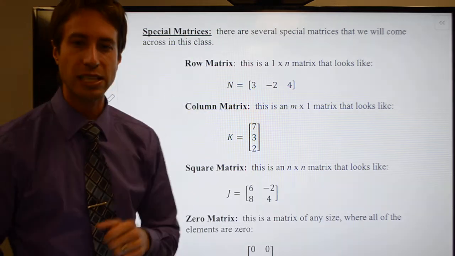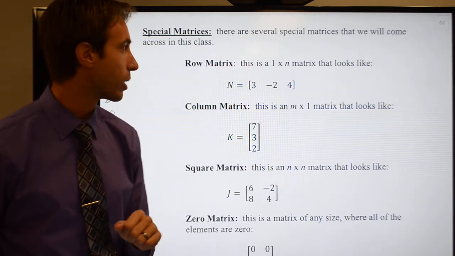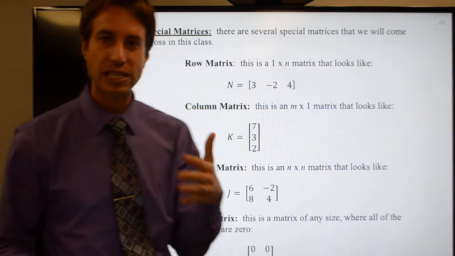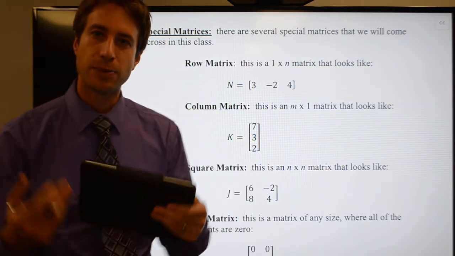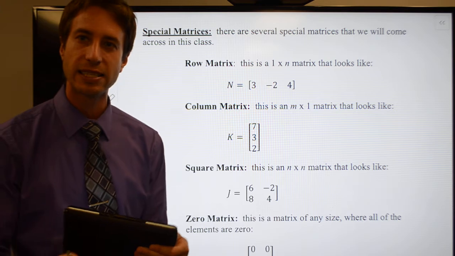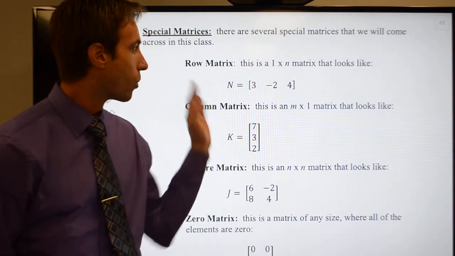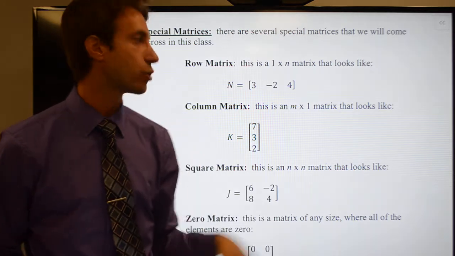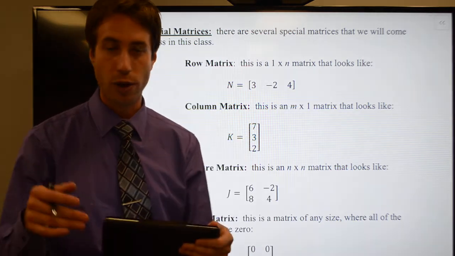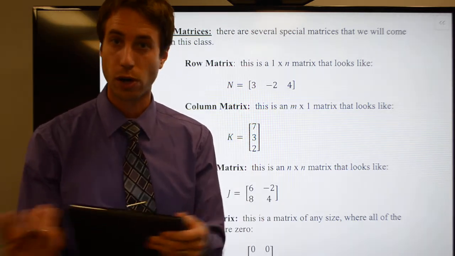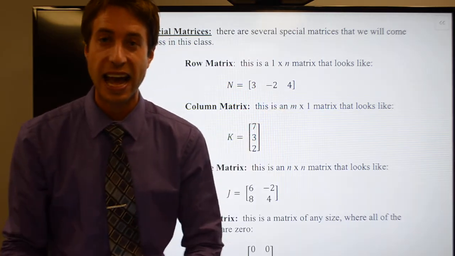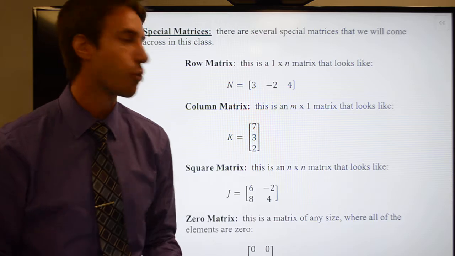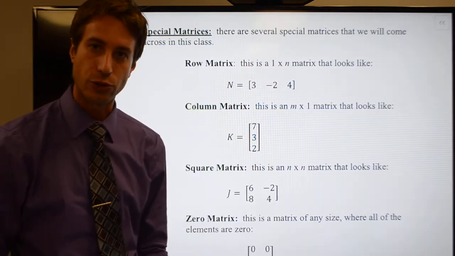So when it comes to these special matrices, the first one we want to look at is what is known as a row matrix. The reason we call it a row matrix is because it is a matrix that only contains one row. I don't care how many columns it has. It could be one row, one column; one row, two columns; one row, three columns like I have; or one row, 100 columns. As long as it only has one row, we'll call it a row matrix.